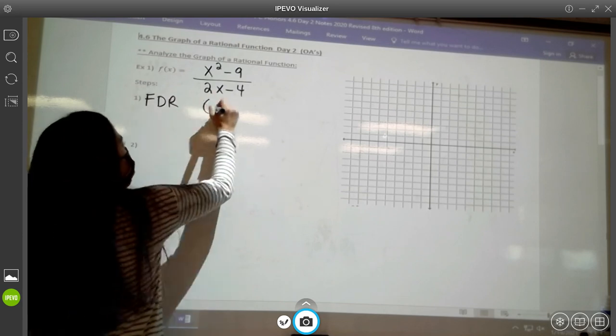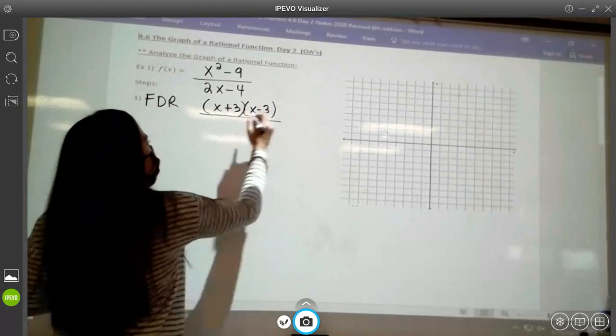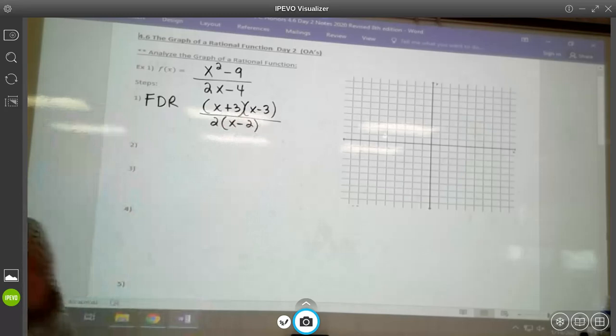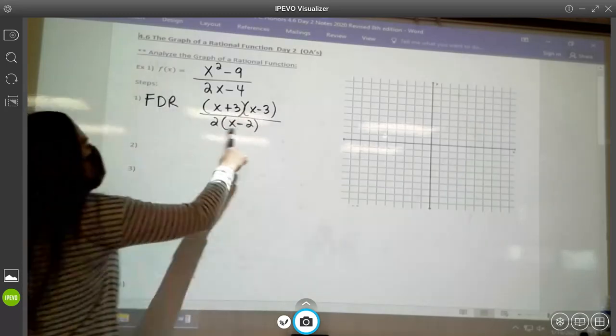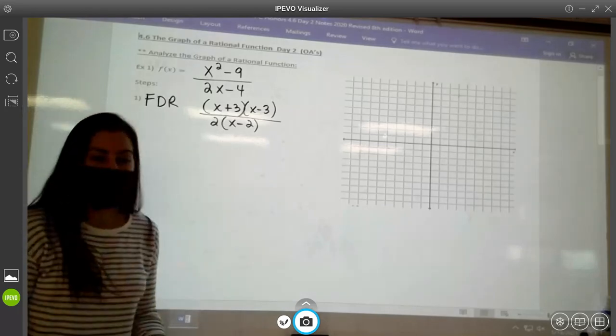All right, so if I factor, difference of two squares, bottom has a GCF. Now again, don't look to cancel yet. Look to find the bad guys. So go to your denominator. Who's going to make the bottom of this fraction equal 0? That's a number that we would never want to plug into this function.